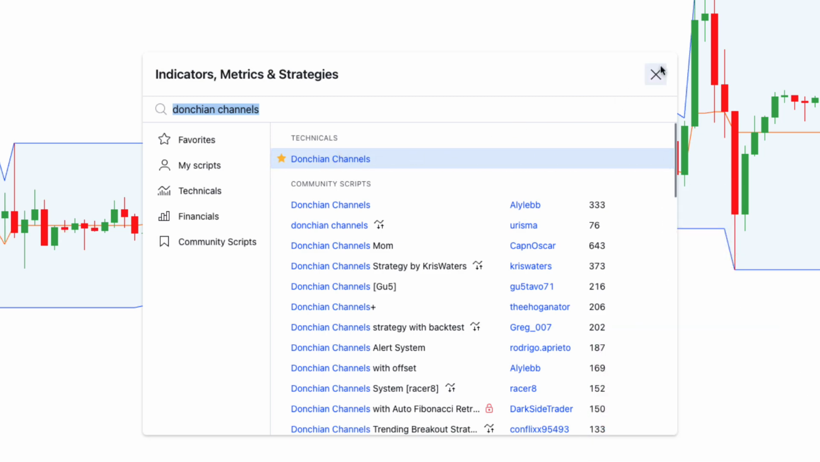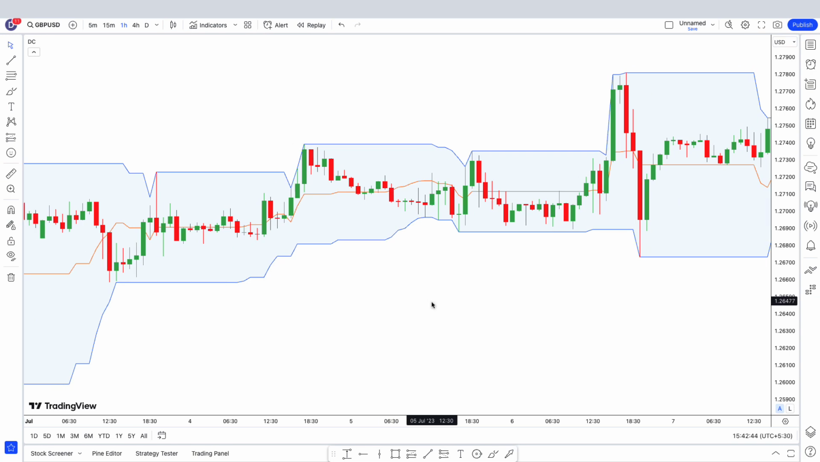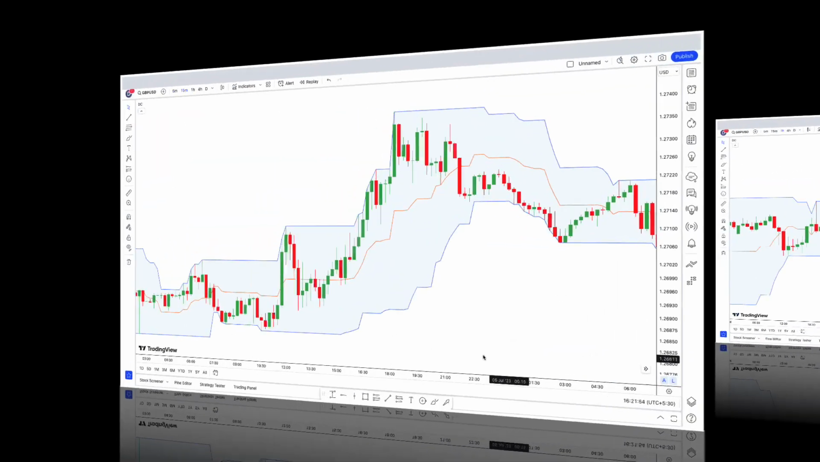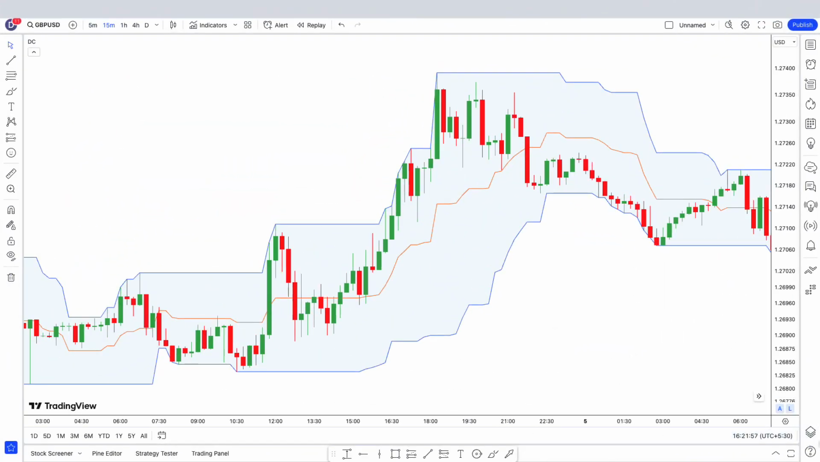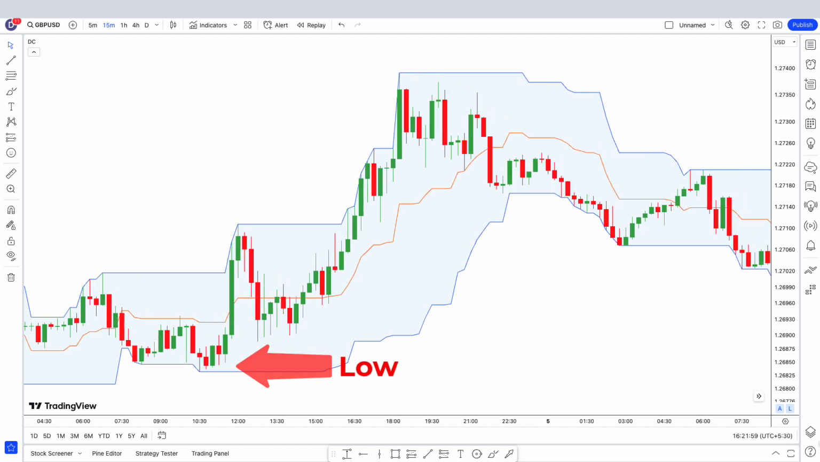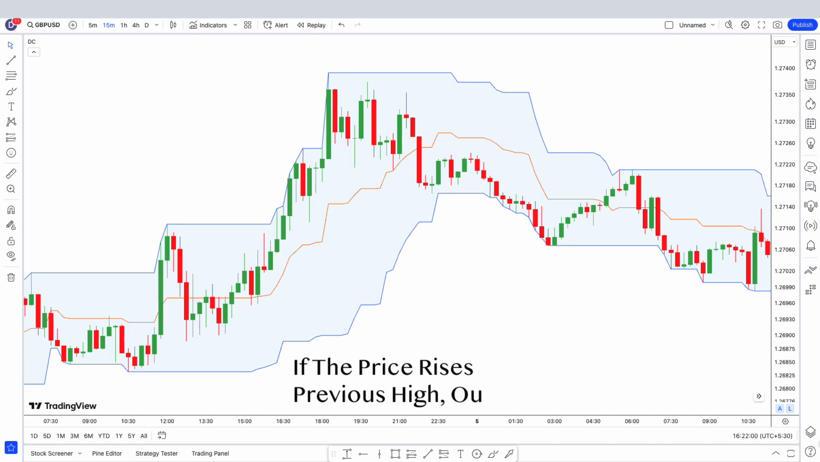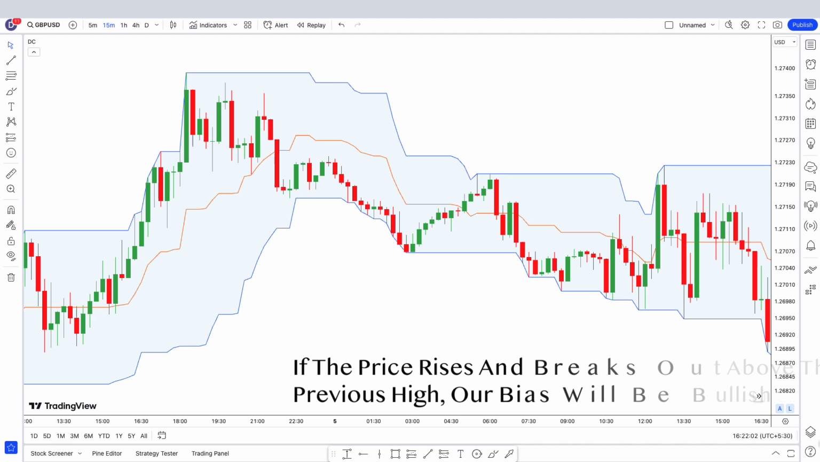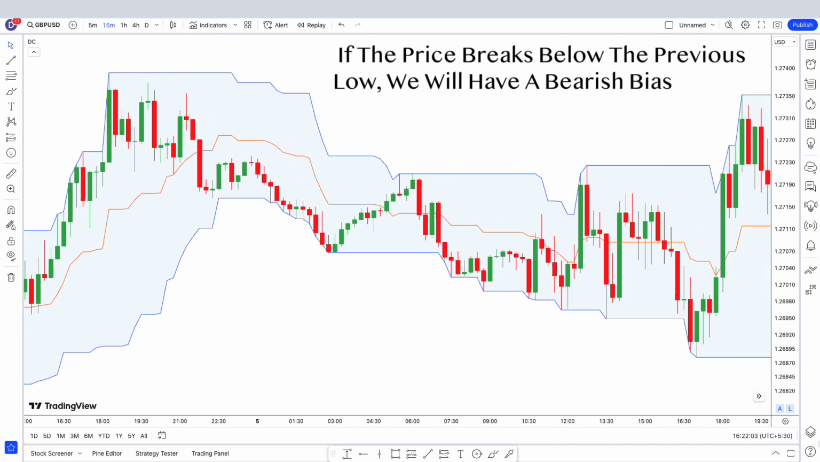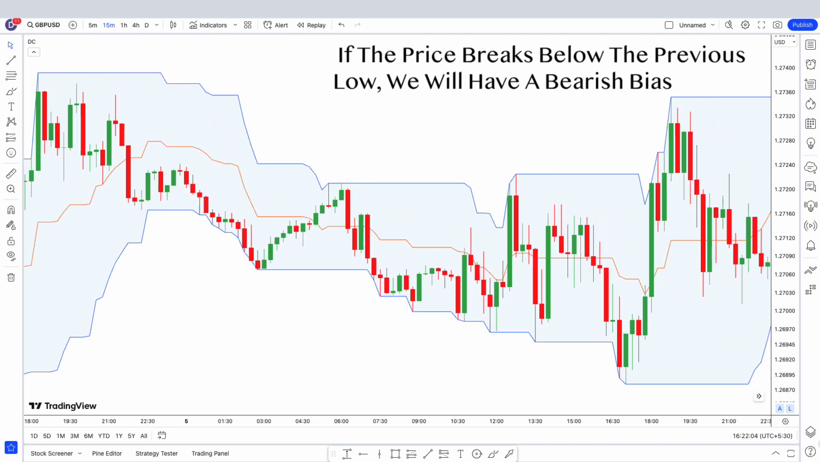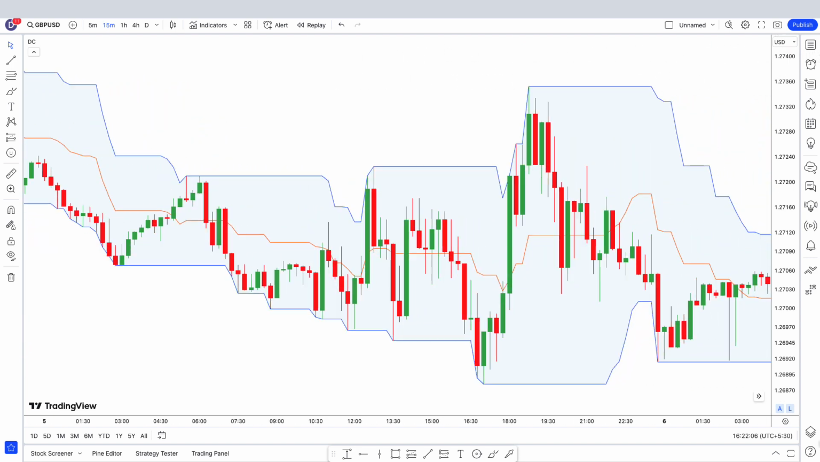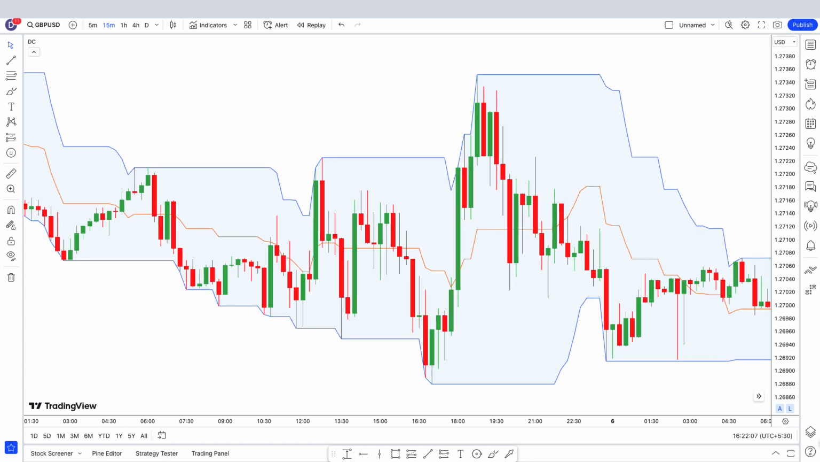Before we change the indicator settings, let's first properly understand what the strategy is. This strategy is based on the LW volatility breakout strategy. When using the strategy, we'll be looking to enter into a position based on if the price breaks above the low or high of the previous day. If the price rises and breaks out above the previous high, our bias will be bullish. However, if the price breaks below the previous low, we will have a bearish bias. Since we are looking to scalp or day trade, we will be using a modified version of this strategy by using the Donchian channel indicator.